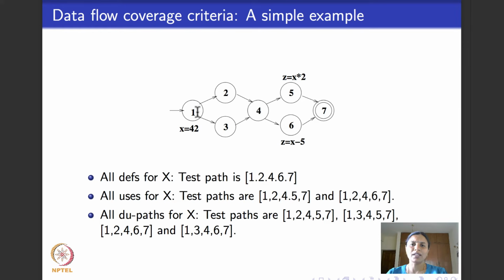Of course, I could take these two test paths by going through node 3. That is also the same, that will equally well meet the test requirement. In this particular case, I have just taken the two test paths that go through node 2.